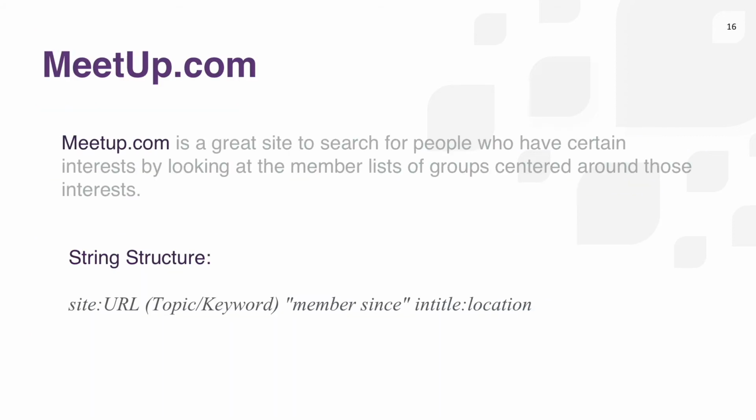Next, let's look at Meetup.com. Meetup.com is a great site to search for people who have certain interests by looking at the member lists of groups centered around those interests. The search string structure for Xray Search within Meetup.com is site: URL, in parentheses the topic or keyword, in quotations "member since", and then intitle: location.